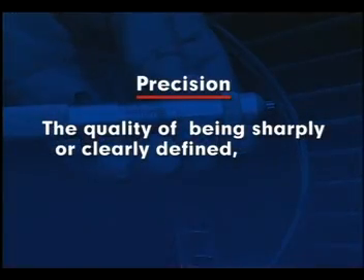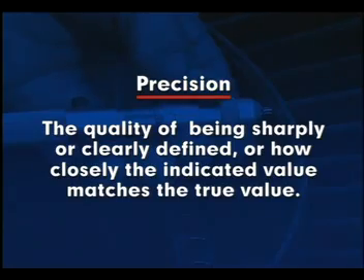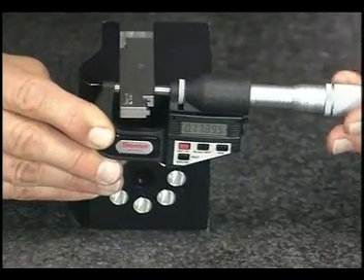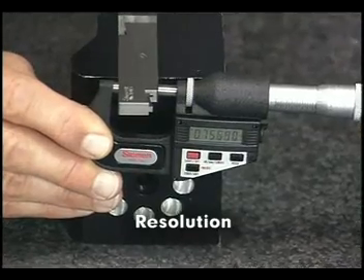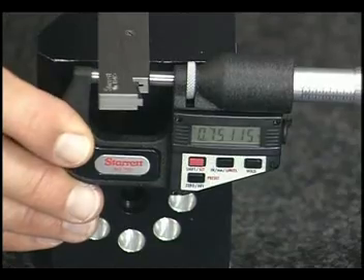Precision is the quality of being sharply or clearly defined, or how closely the indicated value matches the true value. The precision of a measurement device is in part a function of its resolution, which is the smallest graduation into which an instrument is divided.